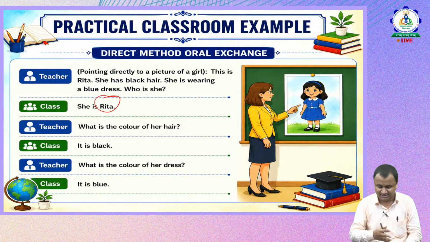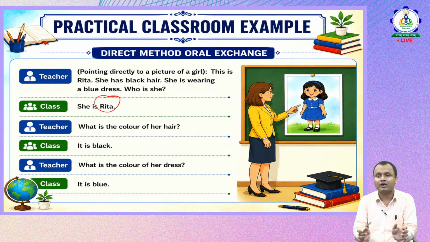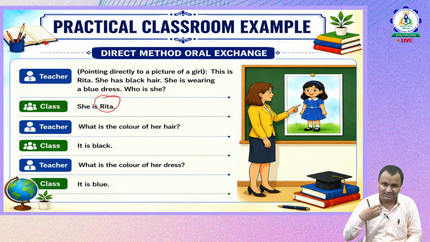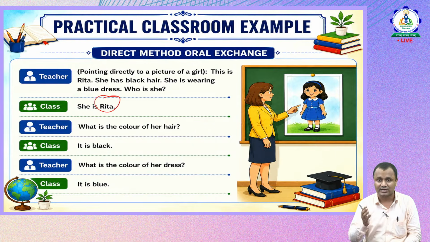What is the color of dress? It is blue. So you can see the transaction between the teacher and the student, or the teacher and the class, is happening only in the target language, that is English. No place, no space, no room for any mother tongue or any other language in the classroom while teaching through direct method.